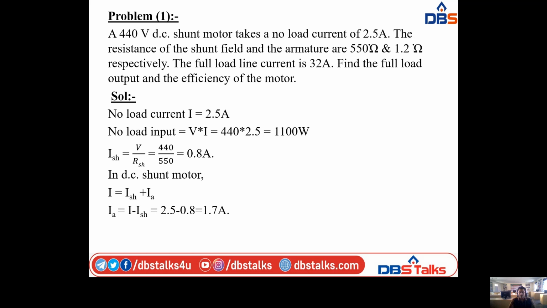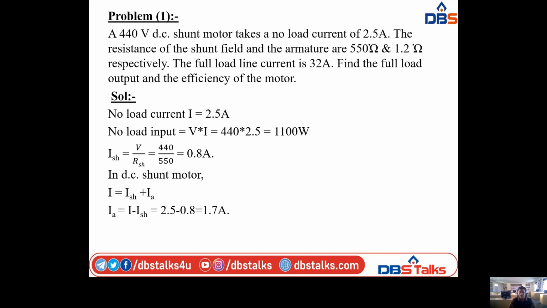In the problem they have given a DC shunt motor, that's why if you want to calculate the shunt field current, you have to use the formula ISH is equal to V by RSH. This equation comes from Ohm's law. So ISH is equal to V by RSH. The voltage is 440 divided by the shunt field resistance of 550 ohms, and finally we have the shunt field current, that is 0.8 amperes.